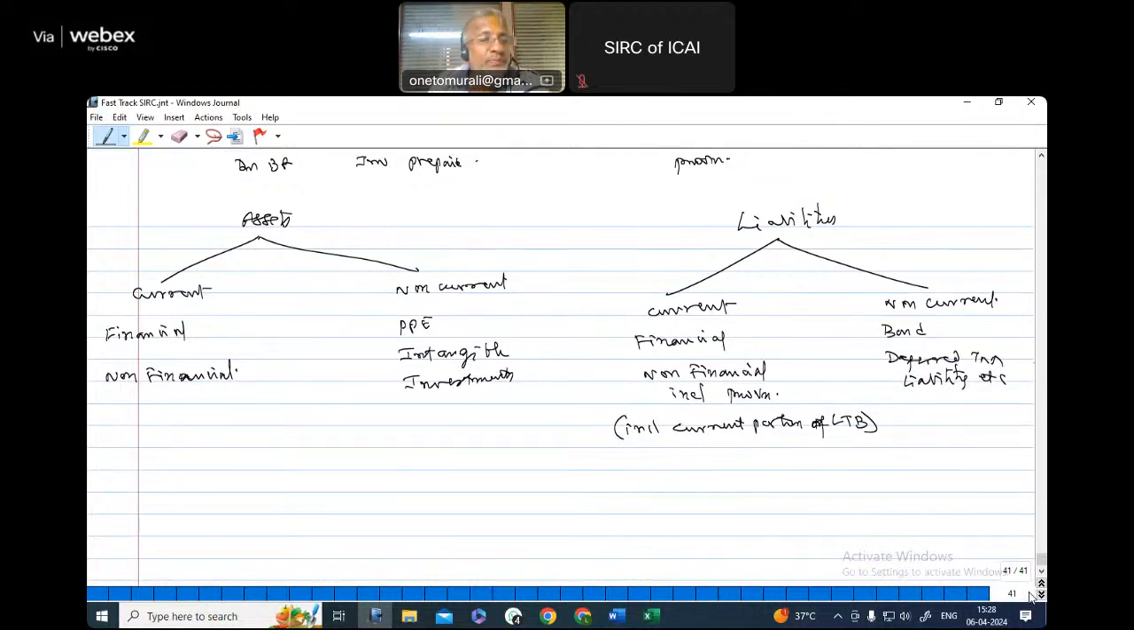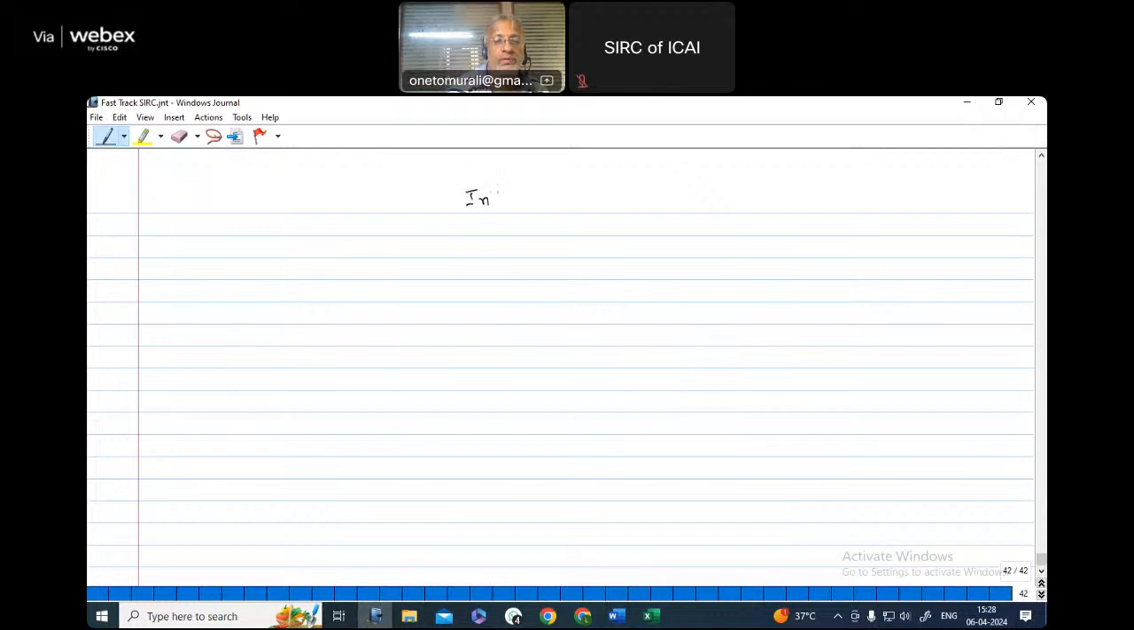So now we will take up Ind AS 113, fair value. That is fair value measurement. Ind AS 113, fair value measurement. What is it that we have in fair value measurement?